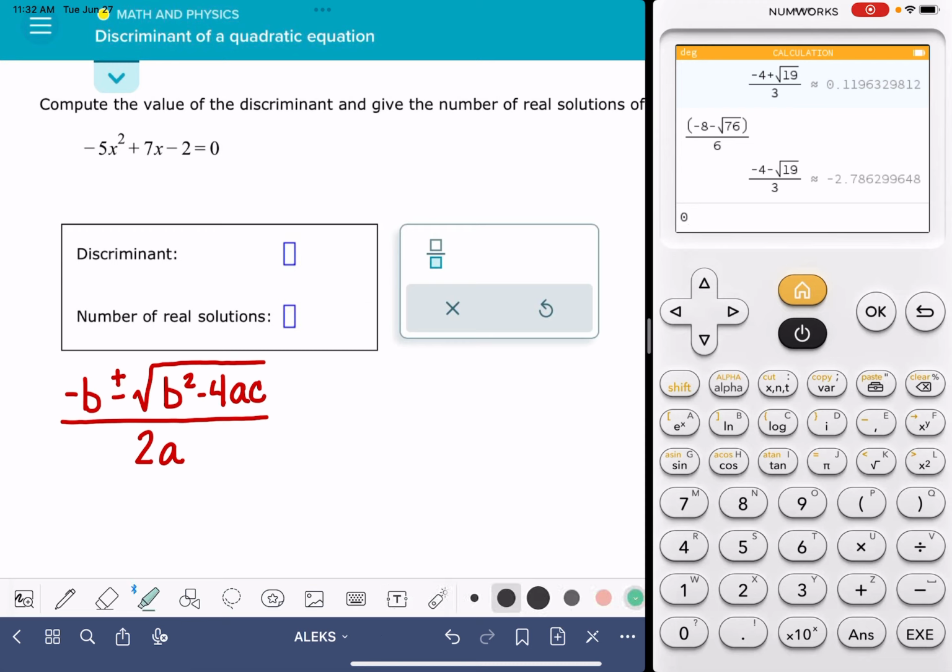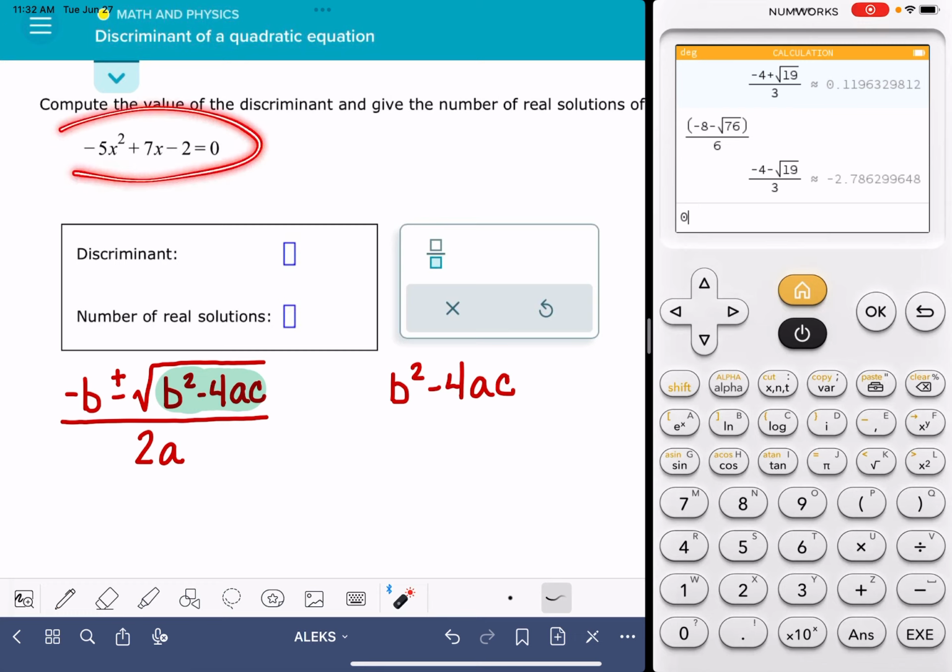The discriminant is the area underneath the square root in the quadratic formula, not square rooting actually, but just the term under the square root. So the discriminant is given to us by b squared minus 4ac. And of course, to solve for the discriminant, we need to know in our quadratic equation which is b, which is a, and which is c.